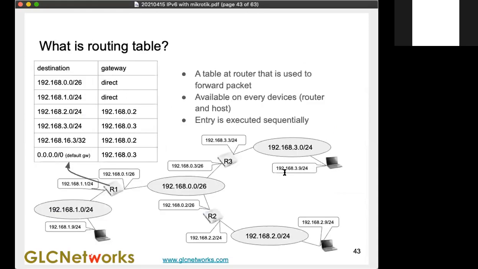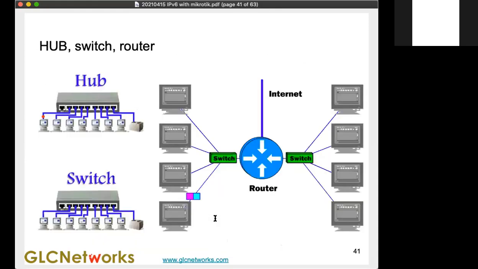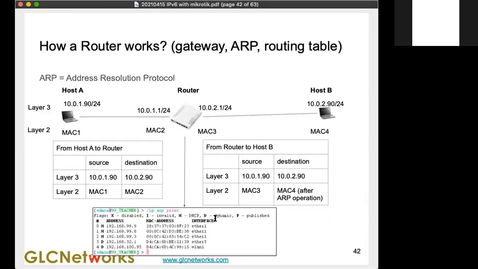And then we have the router. Switch is layer 2, hub is layer 1, router is layer 3. Sorry, I'm not well. This is how a router works.